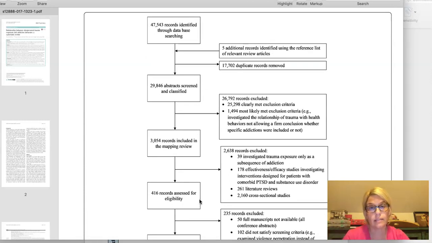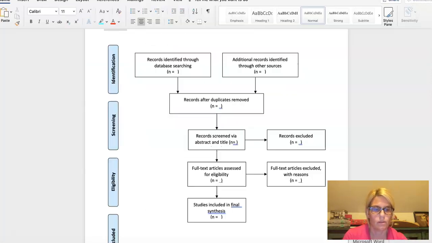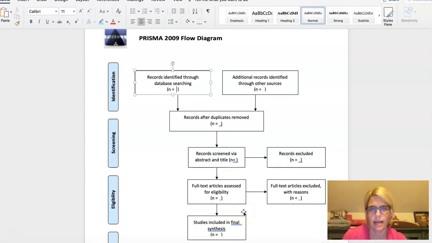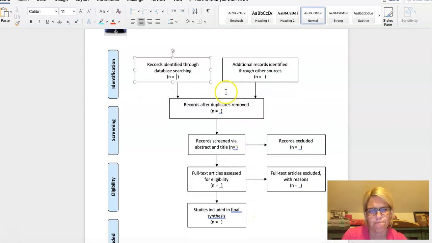So really, this is kind of it for the flow diagram. You just need to take very specific notes. You need to keep very specific records in terms of numbers of articles that you find and numbers that are screened and numbers that are excluded and exactly why they're excluded, and then put it into your Prisma diagram that you have here.